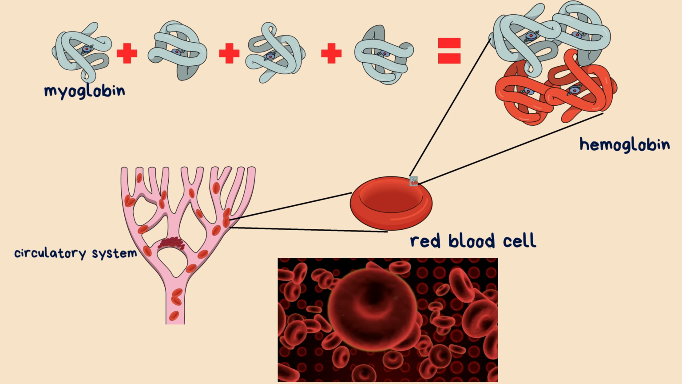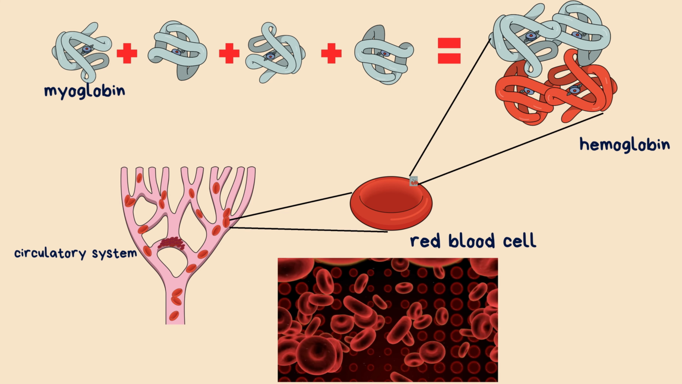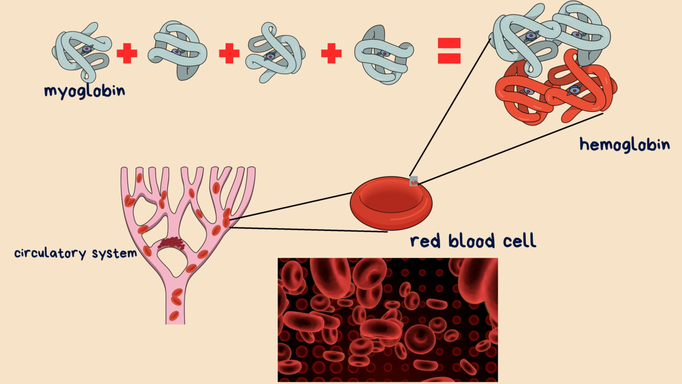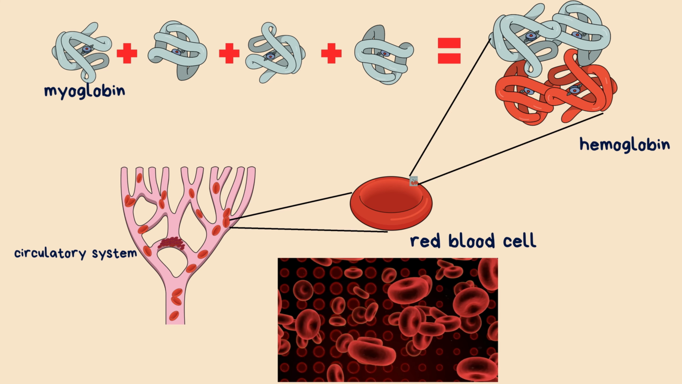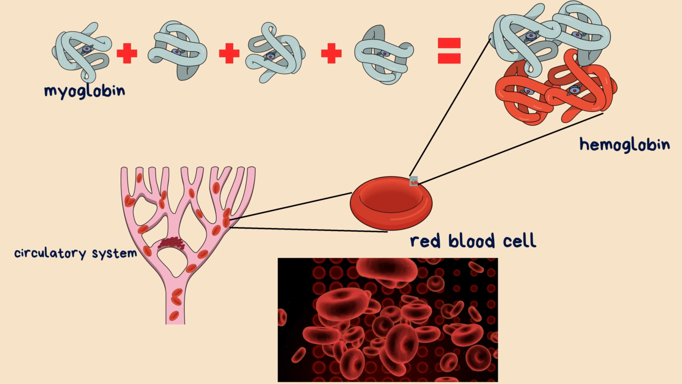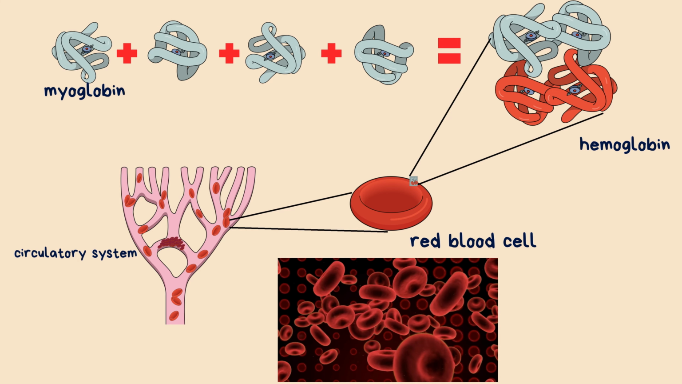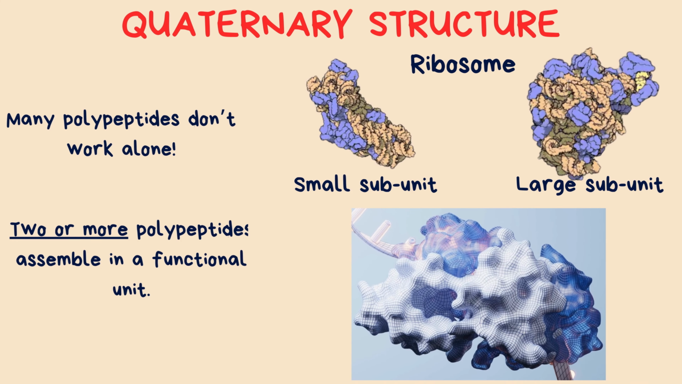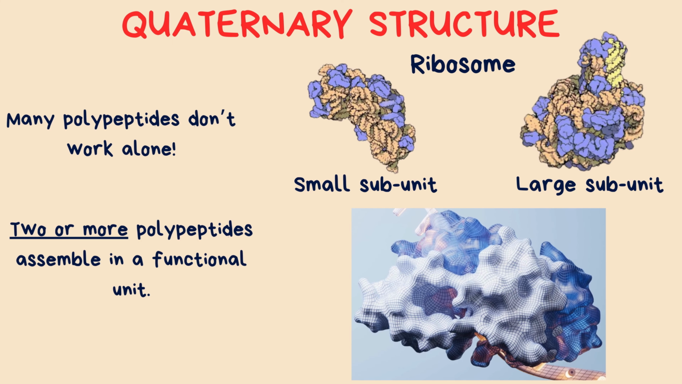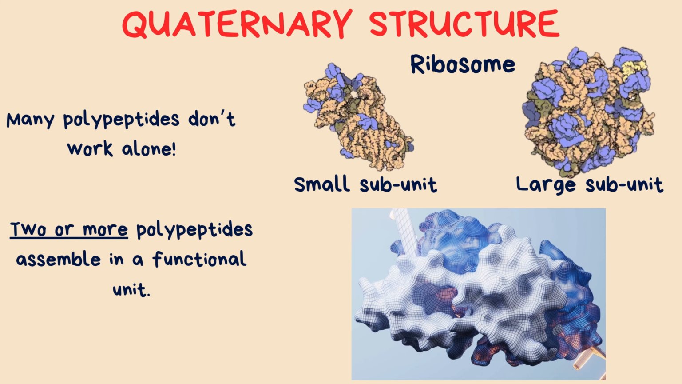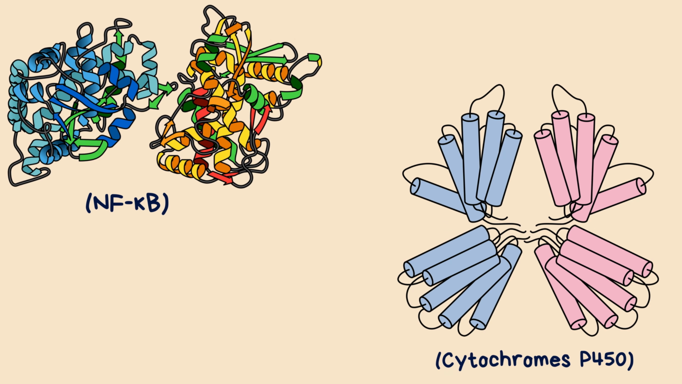It is made of 4 subunits, 2 alpha and 2 beta chains. The bonds holding this together include hydrophobic interactions and ionic and hydrogen bonds. Some proteins don't work alone. They form complexes made of multiple polypeptide subunits, and this is where quaternary structure comes in. It describes how different polypeptides assemble into a functional unit, and you can visualize the repeating patterns in the chain pretty clearly in these images.